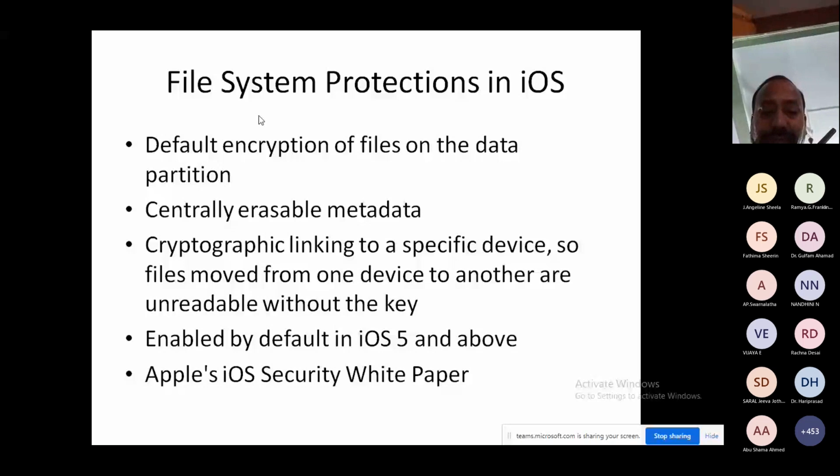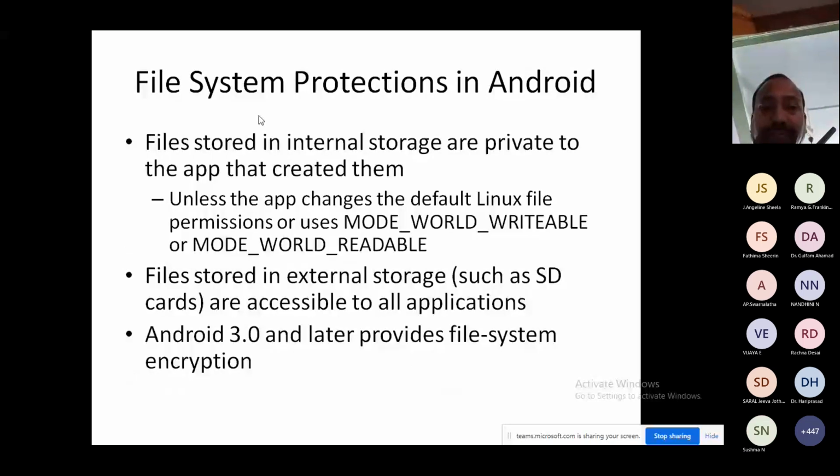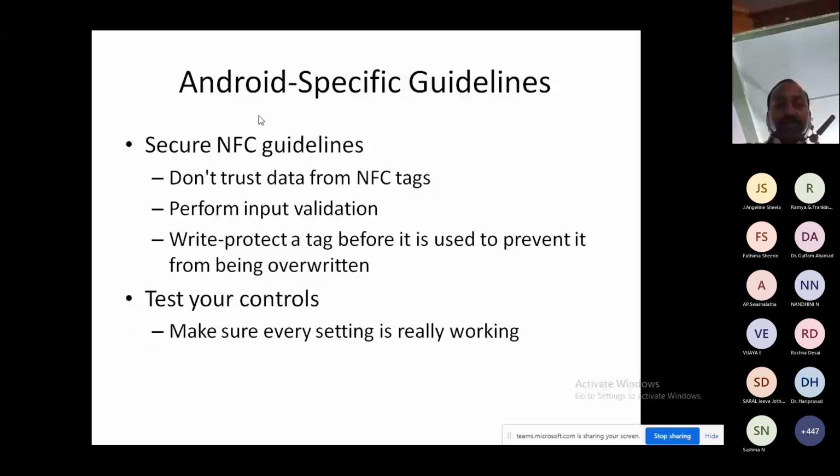Then file system protections in Android, where files stored in internal storage are private to the app that created them. Then for files stored in external storage, Android 3.0 and later provides file system encryption. Then secure NFC guidelines. So don't trust data from NFC tags, and perform input validation and write-protect the tag before it is used to prevent it from being overwritten. So these are the various secure NFC guidelines. And test your controls, make sure every setting is really working.